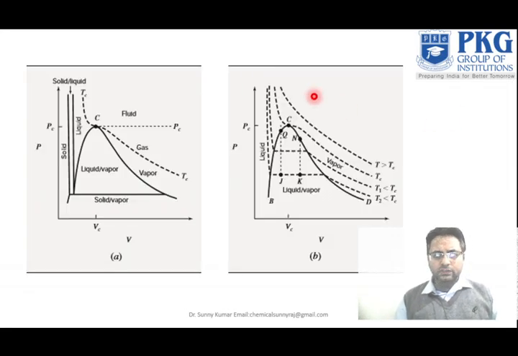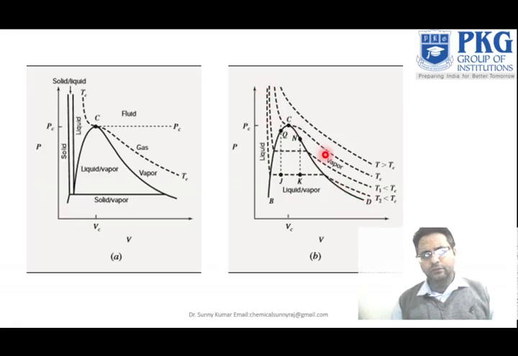If you see these lines, this is the subcooled region: subcooled liquid, and here subcooled vapor. This is your critical point, and these are some horizontal lines. This is the two-phase region, where liquid and vapor both exist below the critical temperature. B to C is saturated liquid, this is saturated vapor, and this is subcooled liquid and subcooled vapor here.